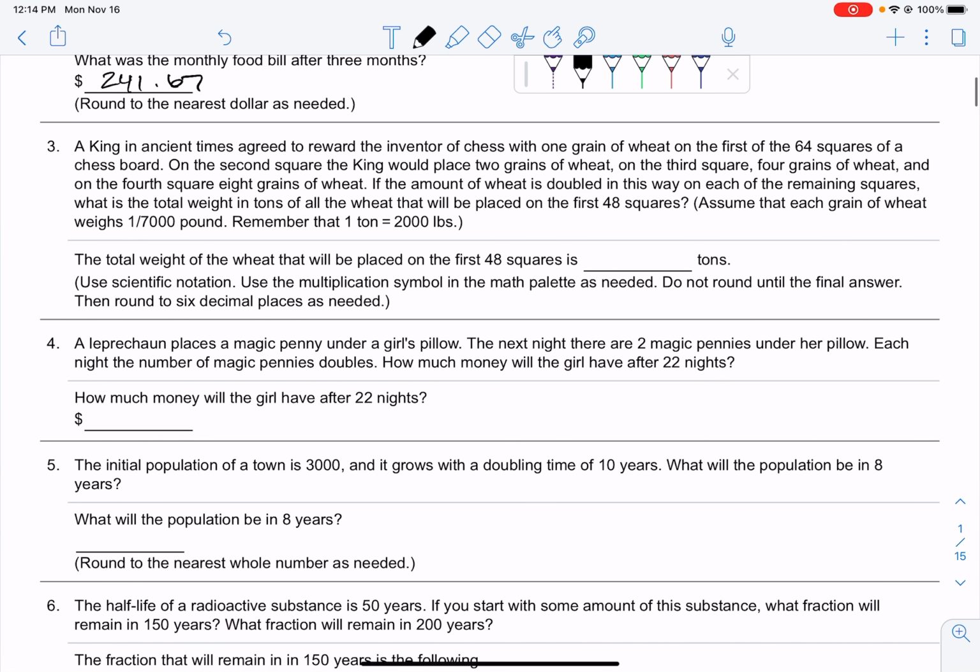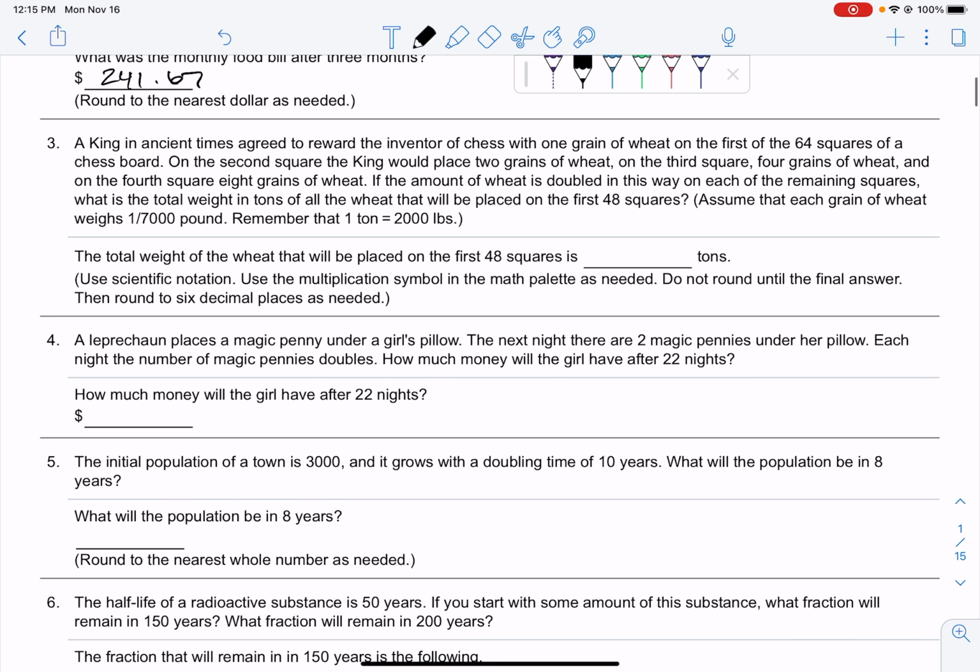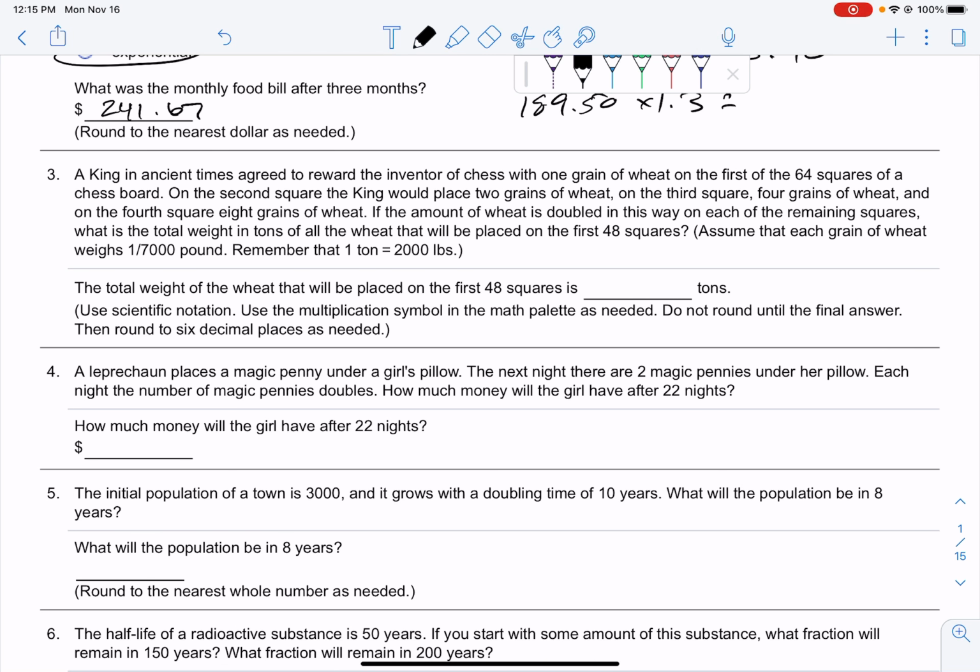A king in ancient times. This is the chessboard one. There's 64 squares. He starts with 1 grain of wheat, right? And then it's doubled. And it wants us to know what is the weight in tons of all of the wheat that will be placed on the first 48 squares.